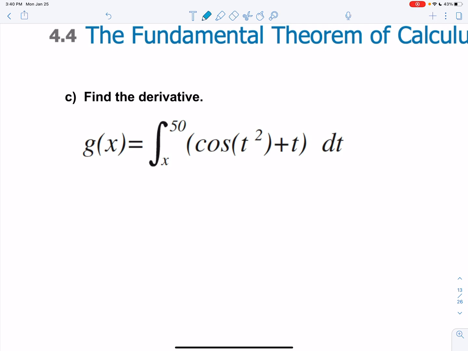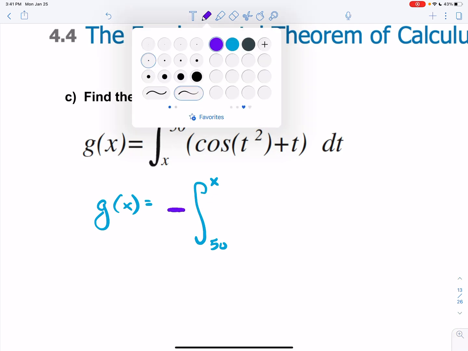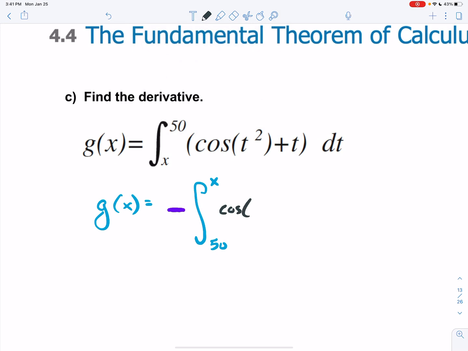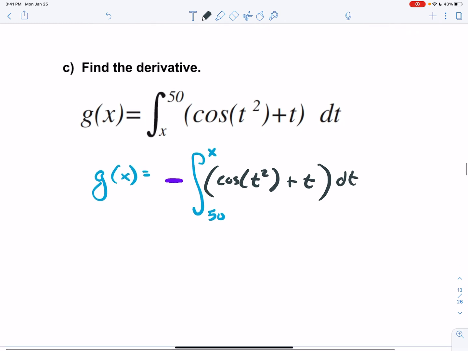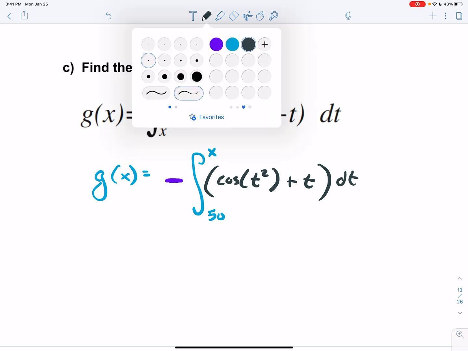Because it's not perfectly set up yet, I can't call this g prime of x. I can only call this g of x, okay? What I can do here is I can fix my bounds so that 50, the constant, is at the bottom, and x, the function, is the upper bound. But I have to account for a negative. All right? Everything else stays the same. So we have the cosine of t squared plus t with respect to t. Now that this is a perfect setup where the function is in the upper bound, the lower bound is a constant, I can use the fundamental theorem of calculus.